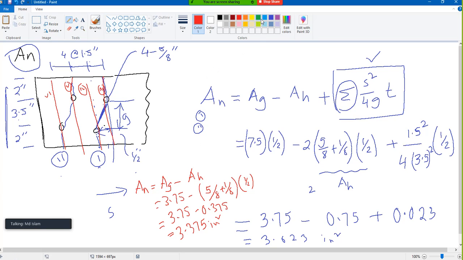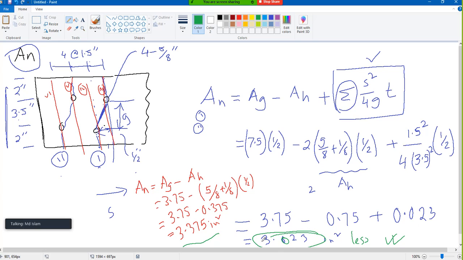Okay, so now what did we find? We found that if the failure is through one hole, my area is 3.375. If the failure is through the inclined path, 3.023. That means this area is less. So this is the control area. My failure will be through the least area. Where there is least area, failure will go that way. So this is the answer.